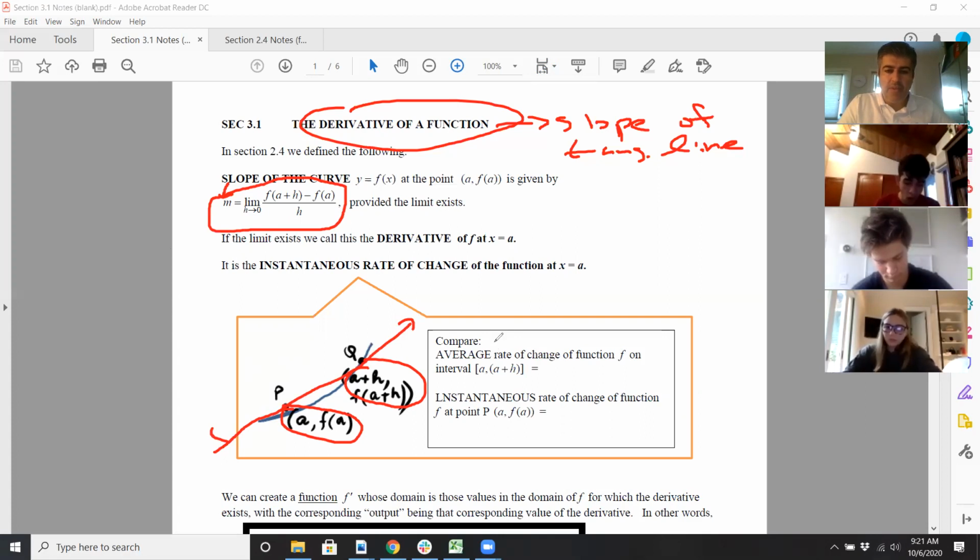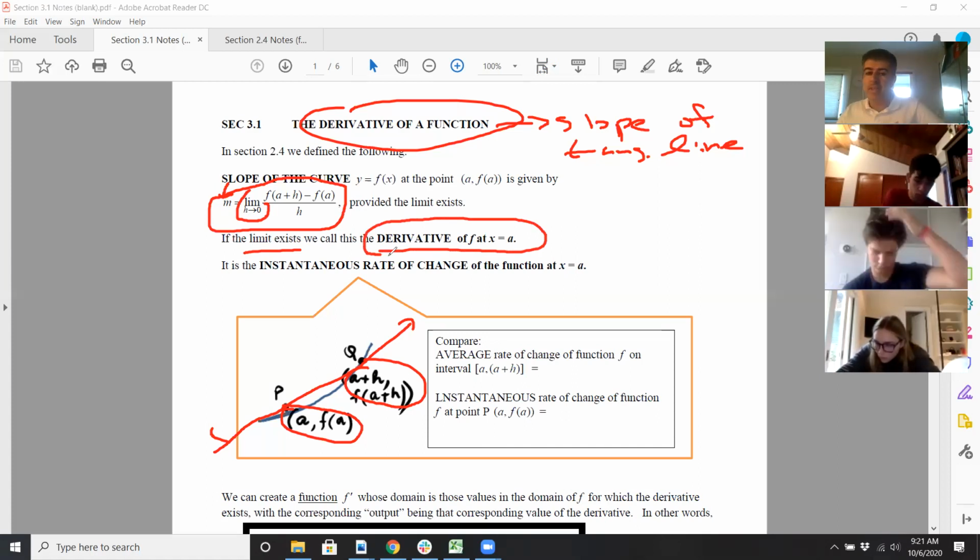However, if h gets closer and closer to 0, as we know, so here's the limit, that actually gets us the slope of the tangent line, provided that the limit exists. And if it does exist, then we have a derivative at x equals a. So again, we call that the derivative, which is also called the instantaneous rate of change.